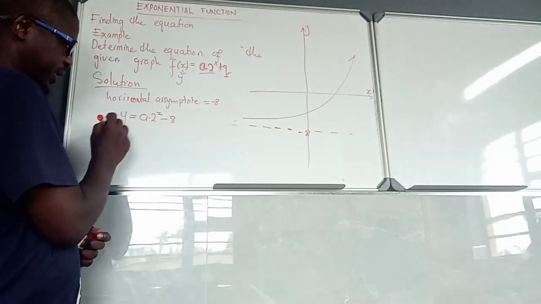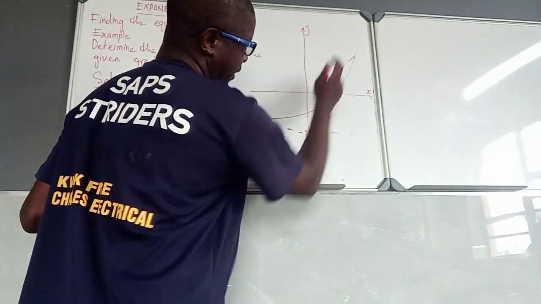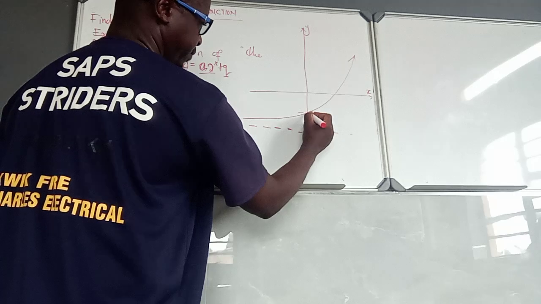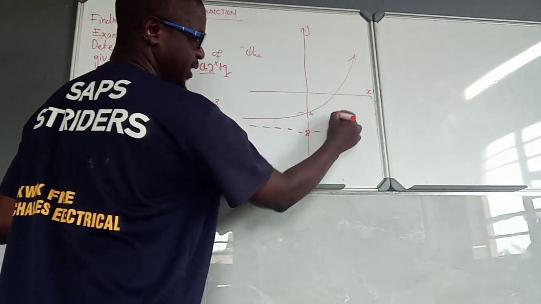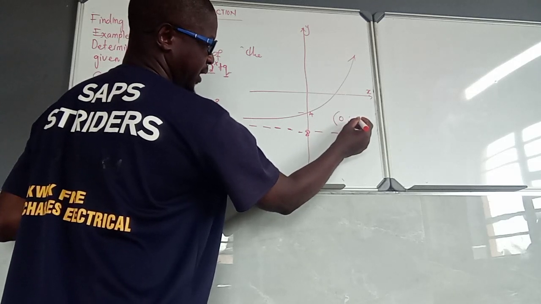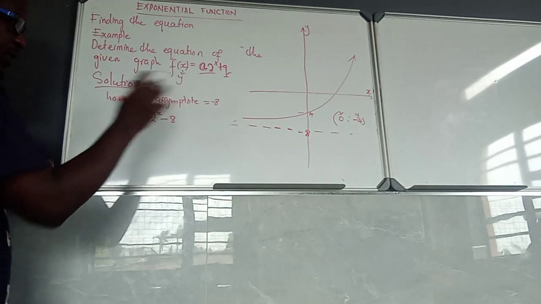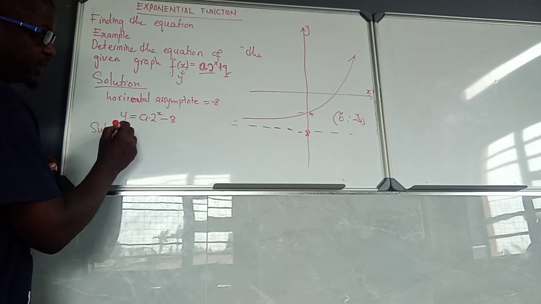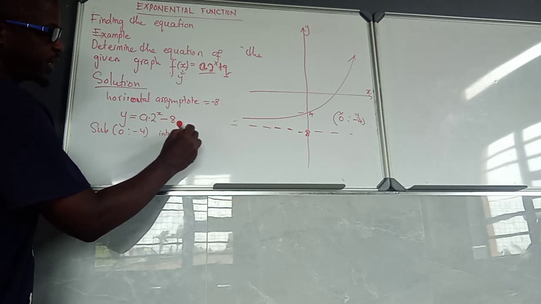My next step is to substitute a point. I need to be given a point. Let me double check in my text to find what point I'm given. Yes, I put a -4 here, so my point is (0, -4). This one is my x and that one is my y. So I'm going to substitute the point (0, -4) into the equation.